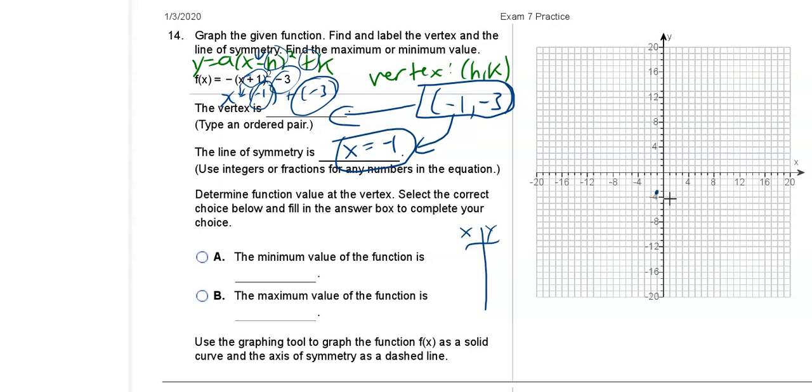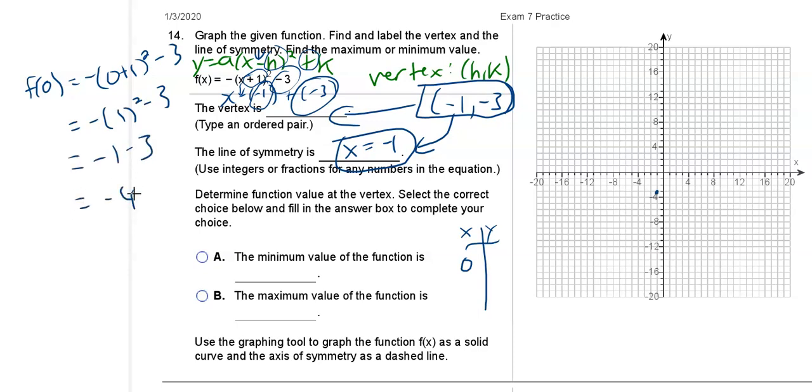And like I said, if you don't already have that point, a good point to find is the y-intercept, which is where x is equal to 0. We don't already have that here, so we'll go ahead and find that now. So I'm going to plug in 0 for x. So I have f of 0 equals negative 0 plus 1 squared minus 3. And so we're going to get negative 1 squared minus 3. It's going to be negative 1 minus 3, which is negative 4.